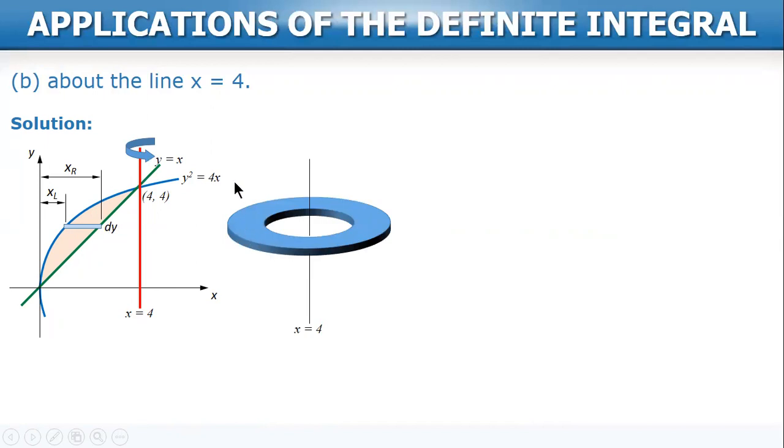Now, what would be our outer radius? Remember, this is x equal to 4, the center of the disk or ring. Outer radius is from the center to the outermost part, and that would be 4 minus x sub L. This is 4, minus this x sub L. Therefore, this outer radius is 4 minus x sub L, while the inner radius, this one, is 4 minus x sub R. So this will be our outer radius and inner radius.